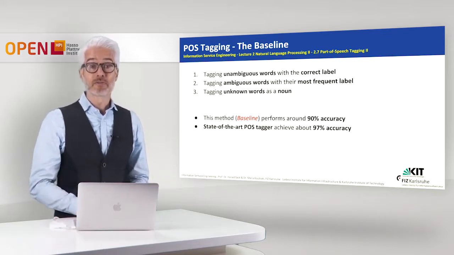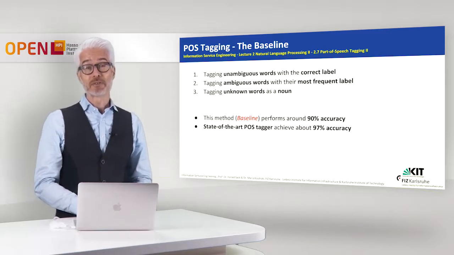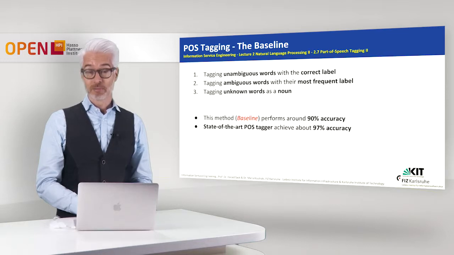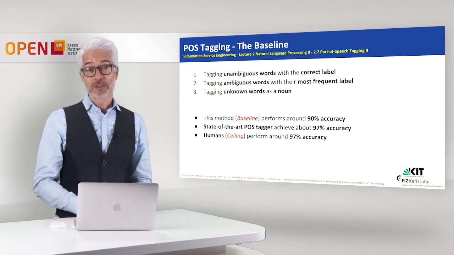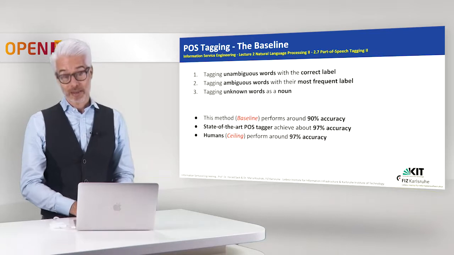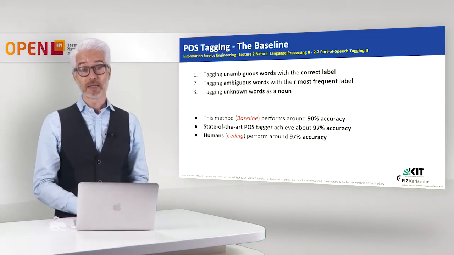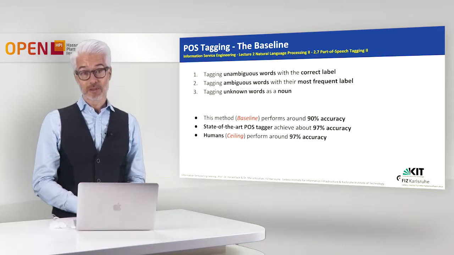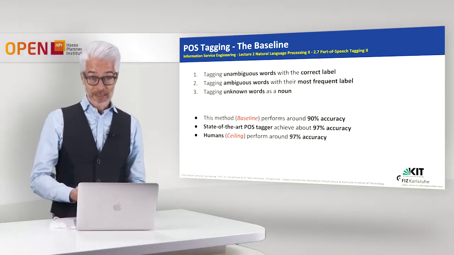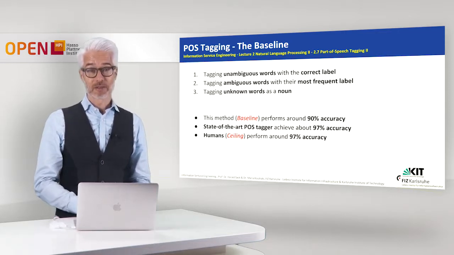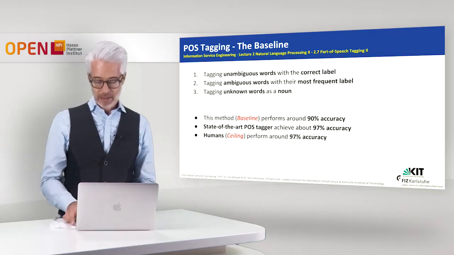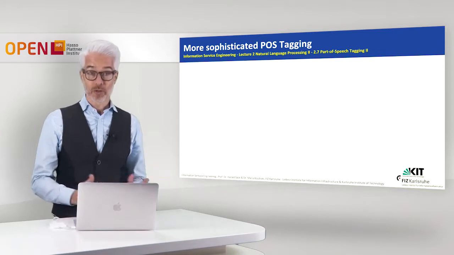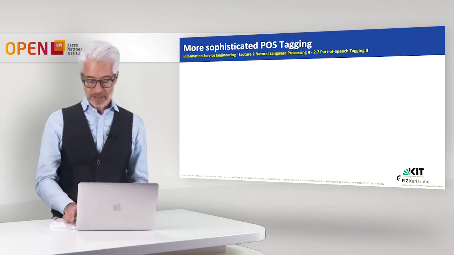Today's state-of-the-art POS taggers achieve about 97% accuracy. So it's only 7%, between 90 and 97, that technology is able to accomplish. But you should also keep in mind that humans are not really perfect, because sometimes, in ambiguous cases, humans do not agree about a decision for a POS tag. So humans, and this is the ceiling, perform also only around 97% accuracy. So this is the range we deal with, between 90 and 97% that we want to achieve with some kind of sophisticated approach. So what can we do? What approaches are available to do more sophisticated POS tagging?